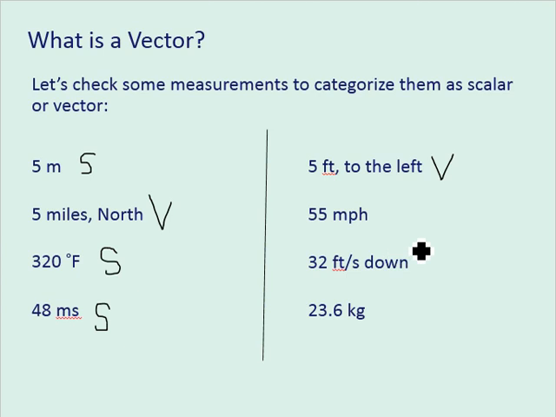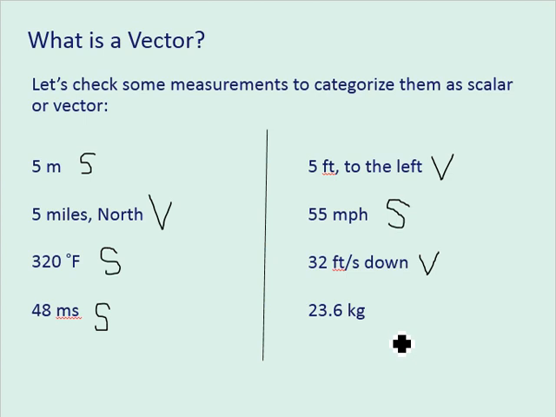Here's a speed, 55 miles per hour, just tells us how fast. Doesn't tell us where we're going though. That one is a scalar. 32 feet per second down. And again, just like the one up here on the left, up, down, that's considered direction. You know how fast and in which direction. That one is a vector.